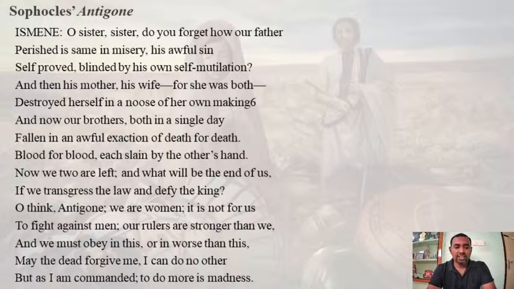Fallen in an awful exaction of death for death, blood for blood, each slain by the other's hand.